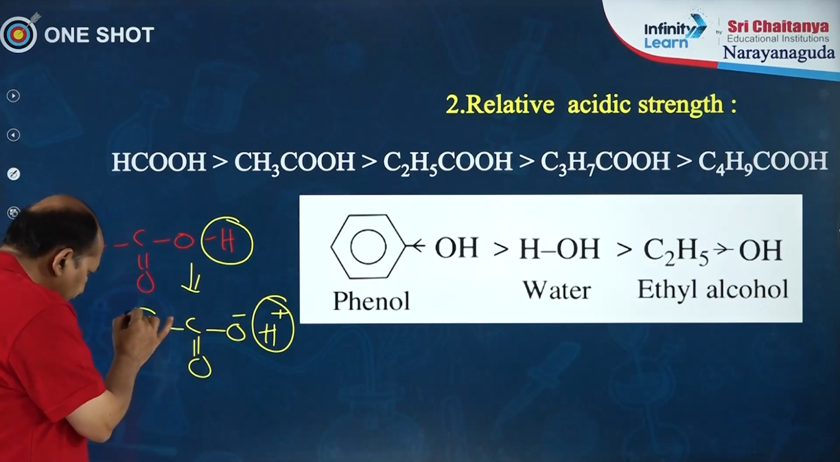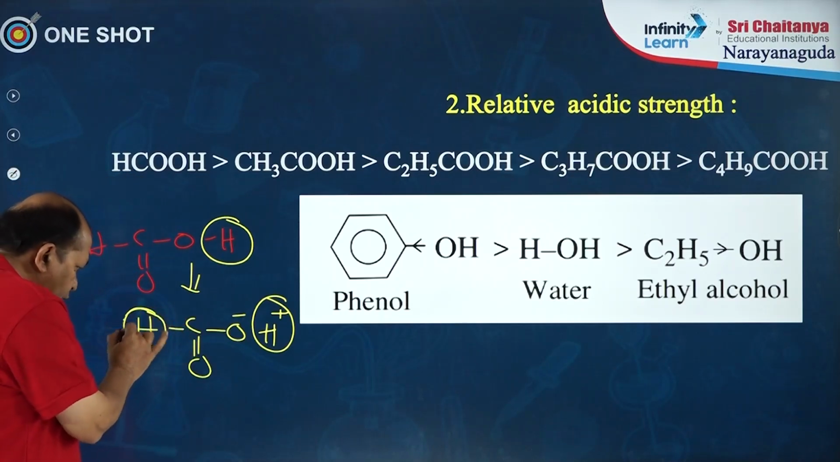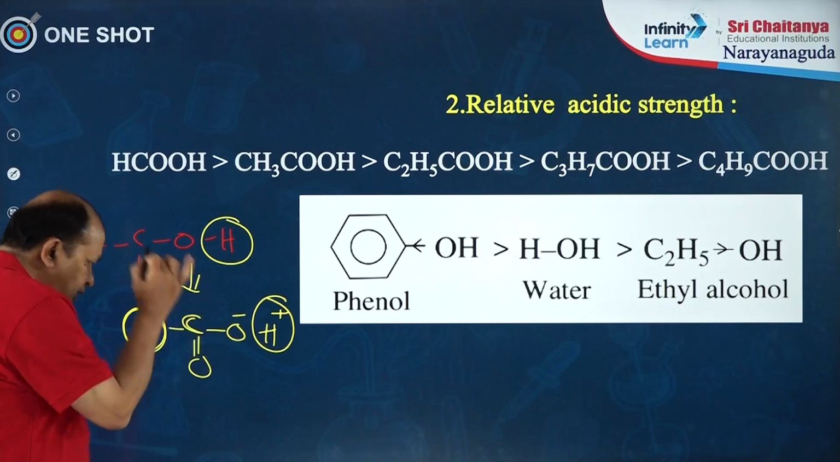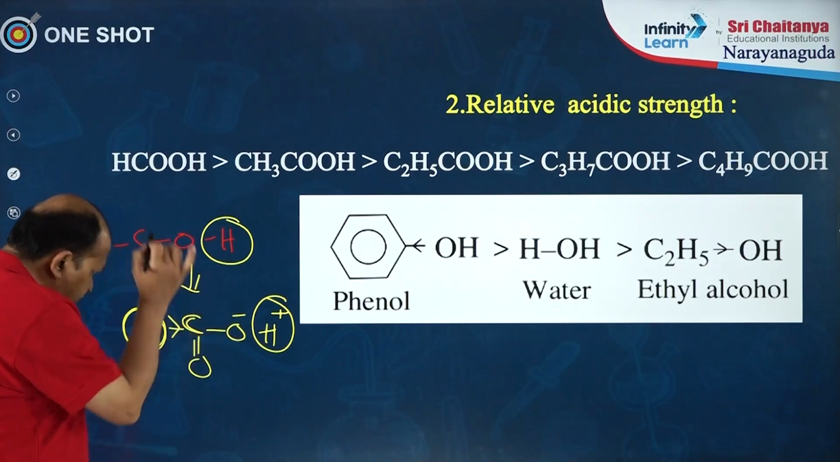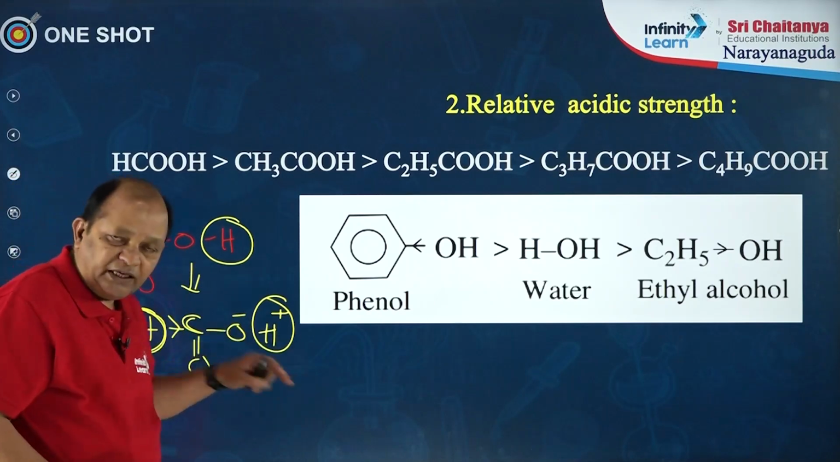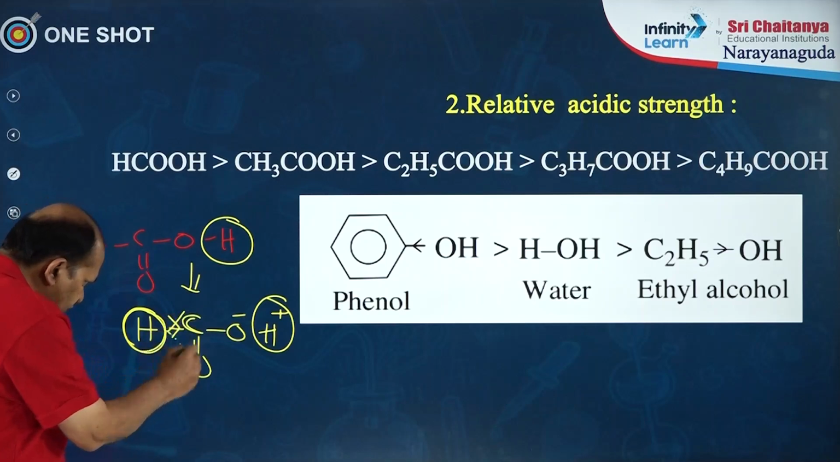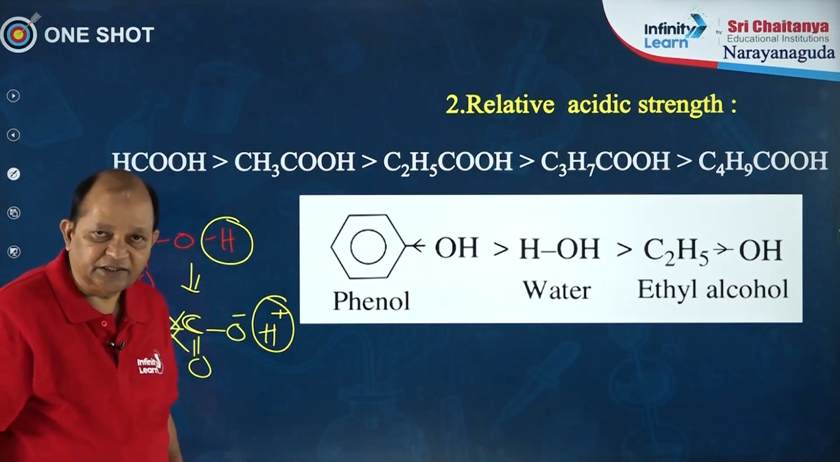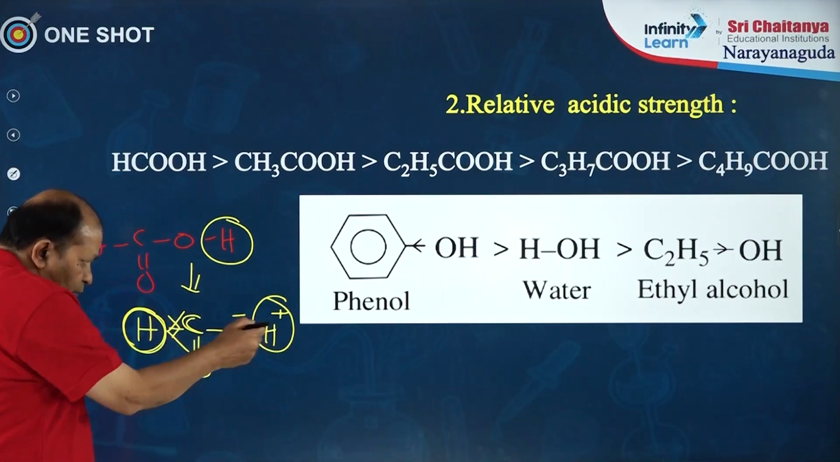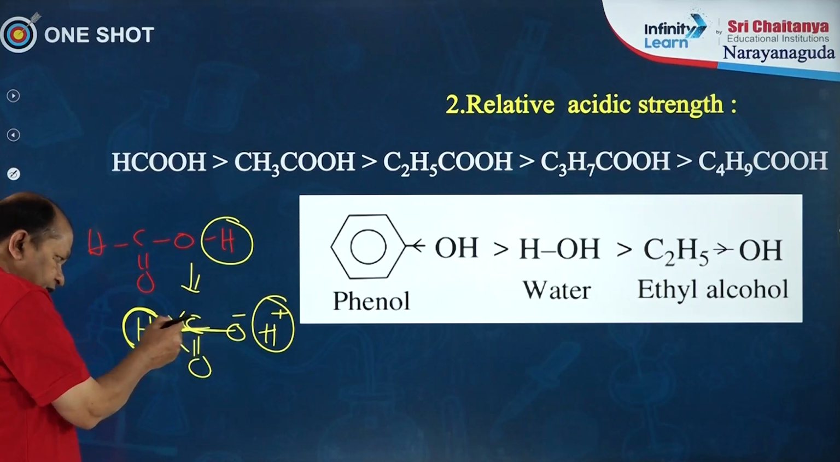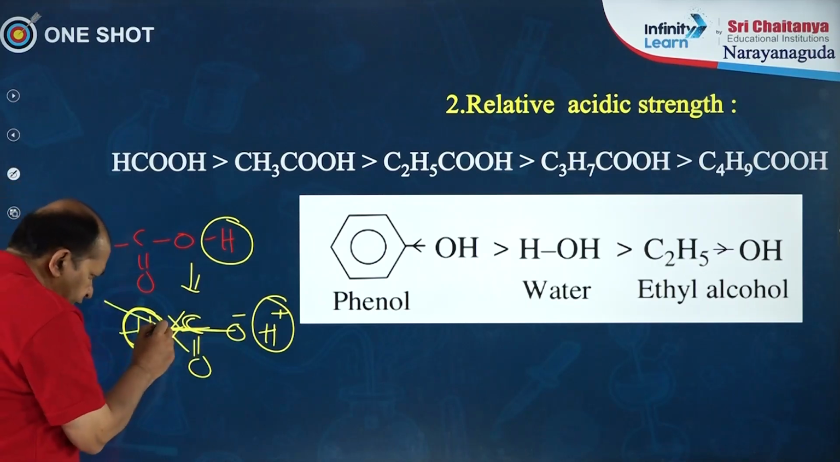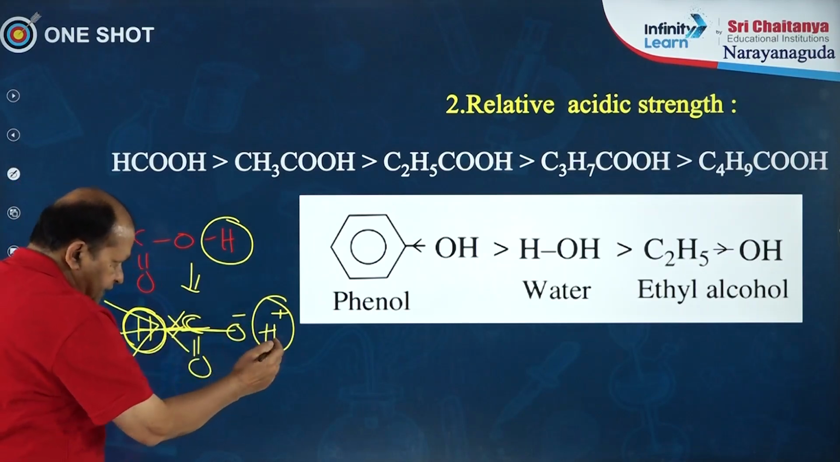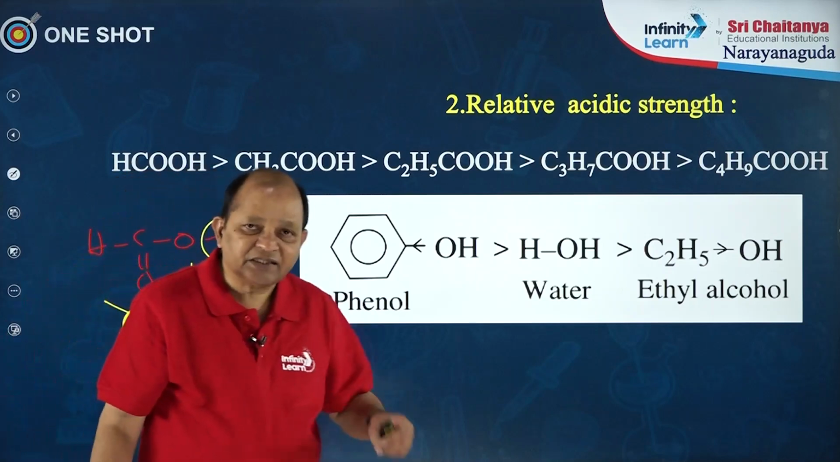Now, if any factor or any group attached to this carbonyl carbon gives electrons, it will reduce the acidity. If it takes out electrons, that will increase the acidity, because the electrons are more pulled towards this side if there is a withdrawing group. If they are giving electrons, the polarity decreases and it will become less acidic.